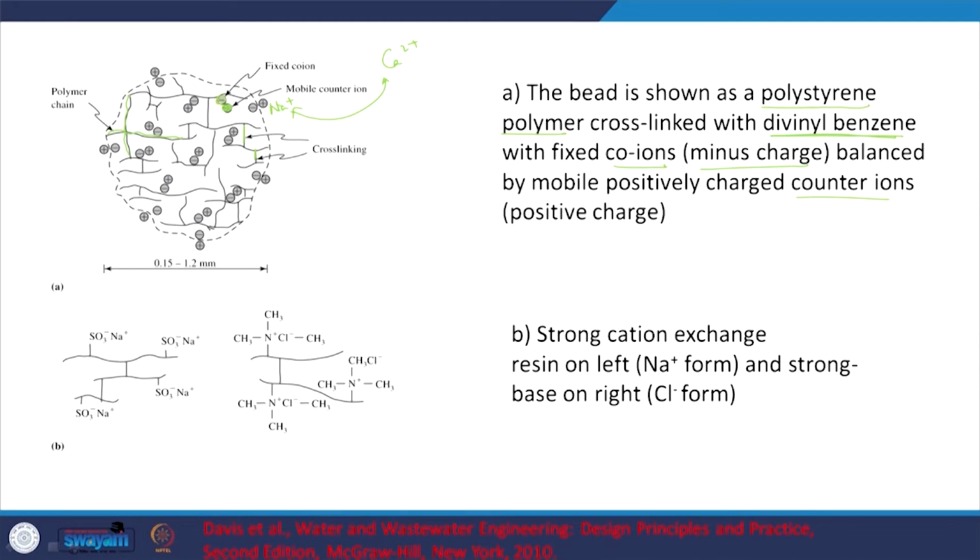The fixed ion is giving the relevant charge, which is the negative charge, to this particular weak acid resin. Because it has a fixed negative charge, it will obviously have an opposite counter ion. So that is what we are looking at here: strong cation exchange resin on the left and strong base on the right. Again, this depends on the pKa value of the relevant group. That is something to keep in mind. So, let us move on.